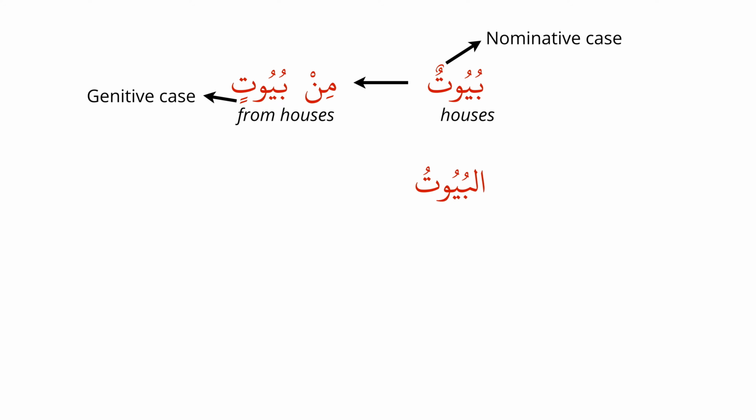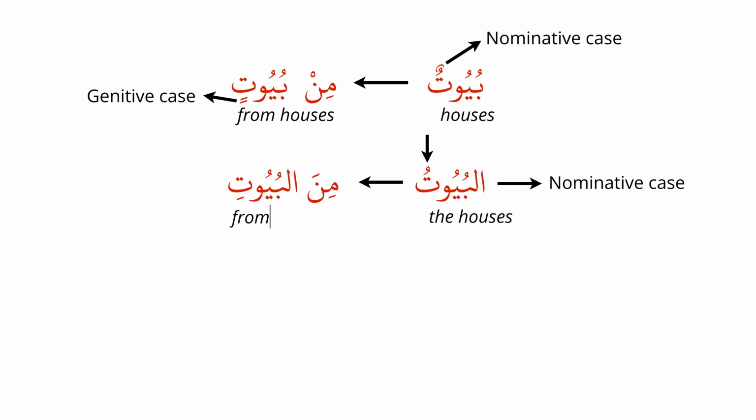Likewise, al-buyutu, meaning the houses, is marfu', yani in the nominative case, which is indicated by dhammah. And when it is in a genitive phrase, it becomes min al-buyuti, meaning from the houses. Now this noun is majrur, meaning in the genitive case, indicated by kasrah below its ending letter.